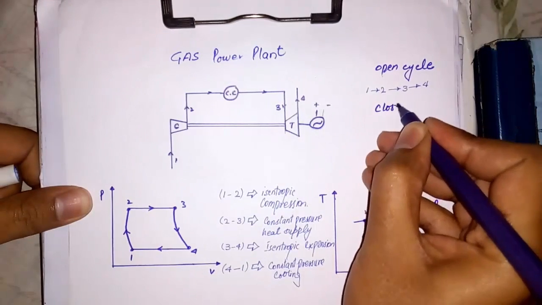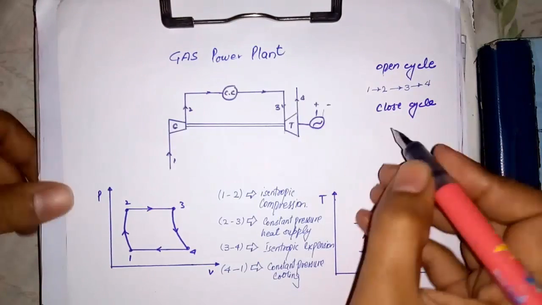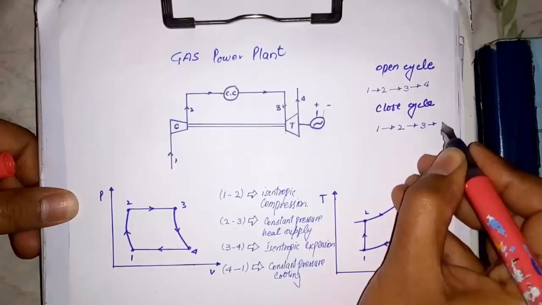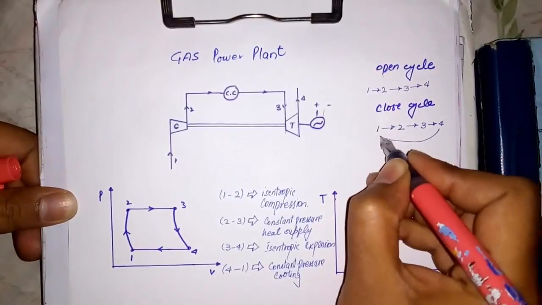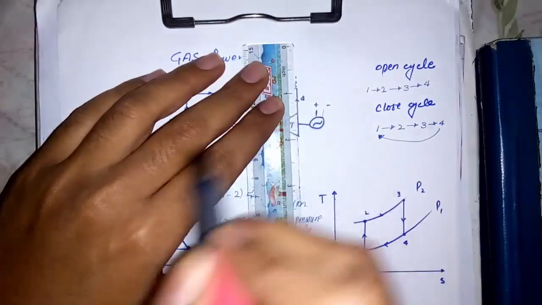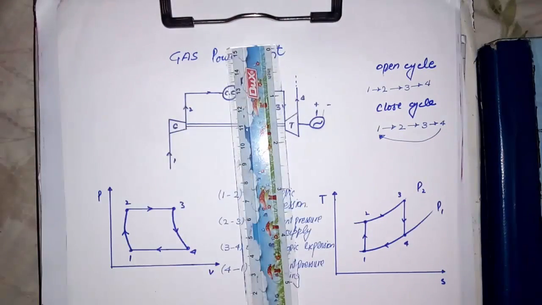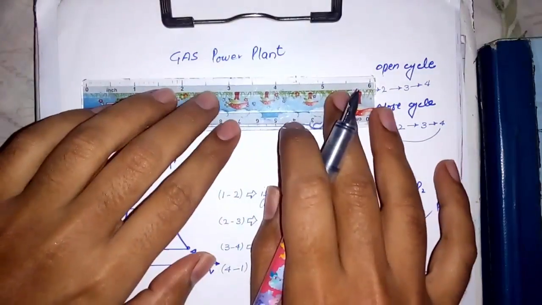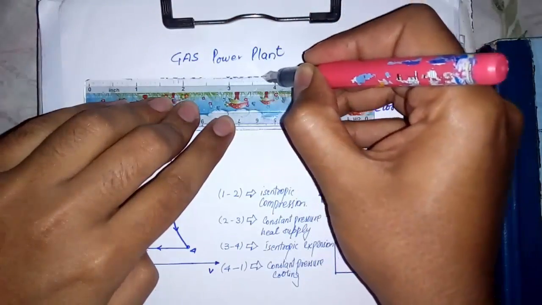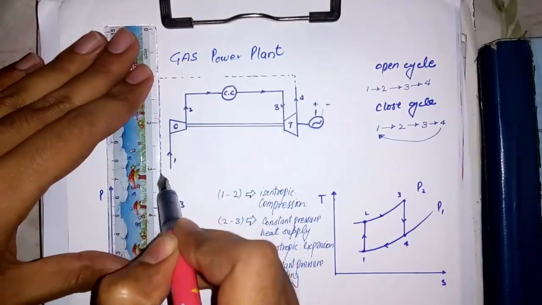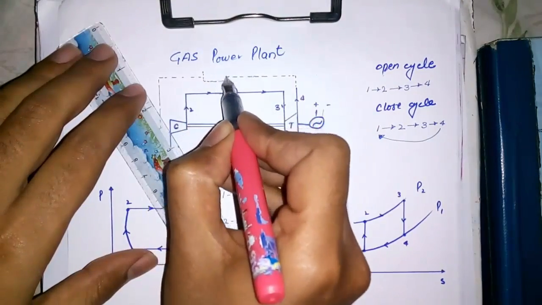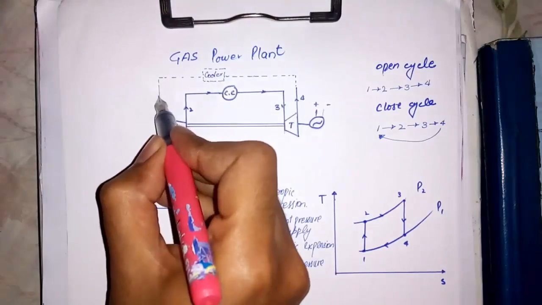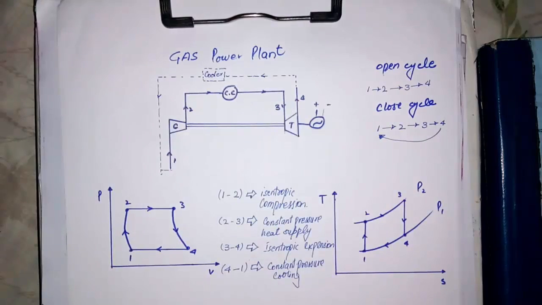If we provide hot gases at point 1 from 4 instead of leaving them in the atmosphere, then this cycle would be a closed cycle. For this purpose, we have to install a cooler in the path of hot gases from point 4 to 1. So from point 4 to 1, it would be constant pressure cooling. But in a power plant, we use an open cycle. So here we will discuss the open cycle only.